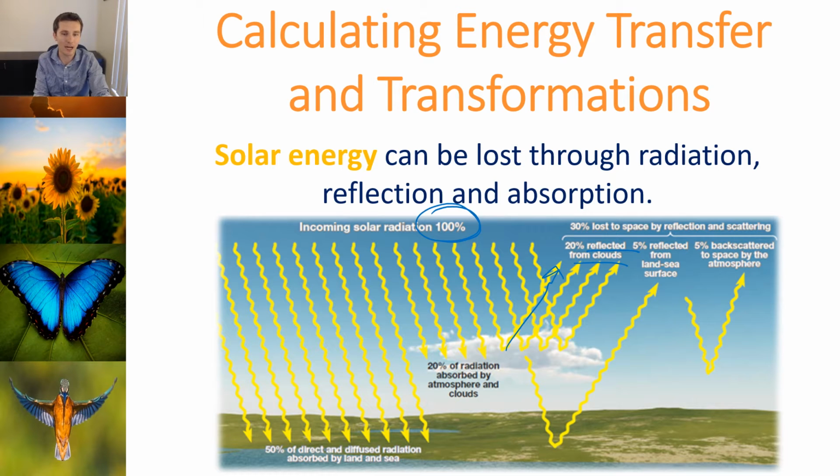So 50% of direct and diffuse radiation is then absorbed. Again, this word is important: absorbed by the land and sea. Some of that radiation that does get through is then also reflected from the land and sea, and 5% is backscattered to space by the atmosphere. So one of the key things here is not all energy or incoming radiation is actually made available to those plants. Some is lost via radiation, some is absorbed, and some is reflected. And that's really that first key learning goal, that you can understand some is reflected, some is absorbed, and obviously not all is therefore made available to those photosynthetic organisms.